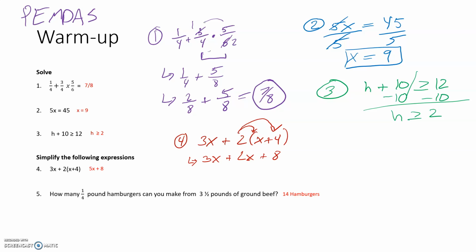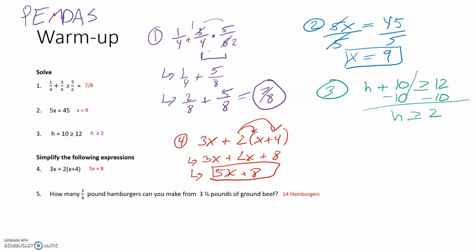Right? Now I have some like terms. I have 3x and 2x, so I can combine those. And so I'm left with 5x. What's going on with this pen? Plus 8. And that is my answer.